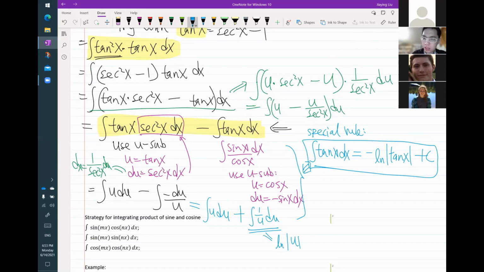Oh, I did it wrong. Sorry. So tangent is sine over cosine. I didn't write this down correctly. u is cosine, so it's negative natural log of cosine. That's why.